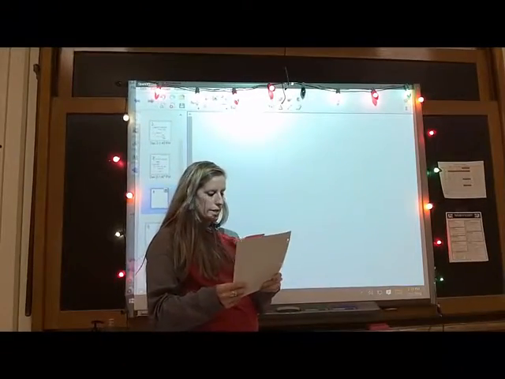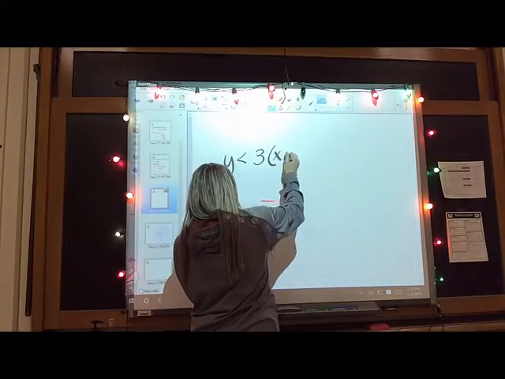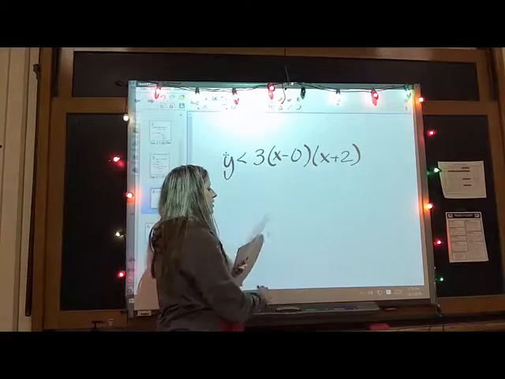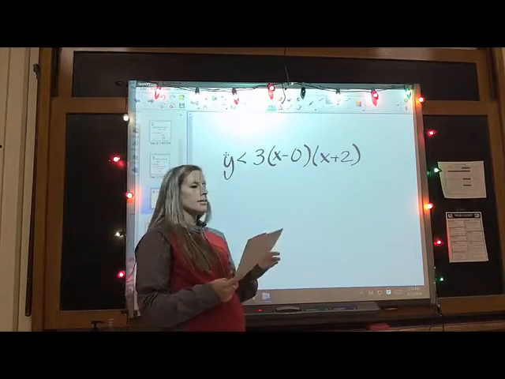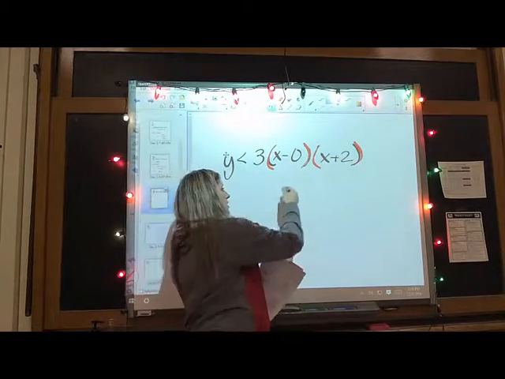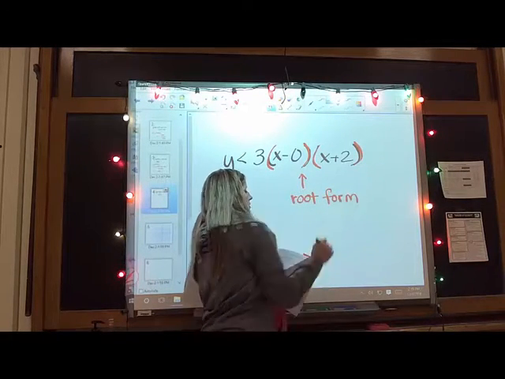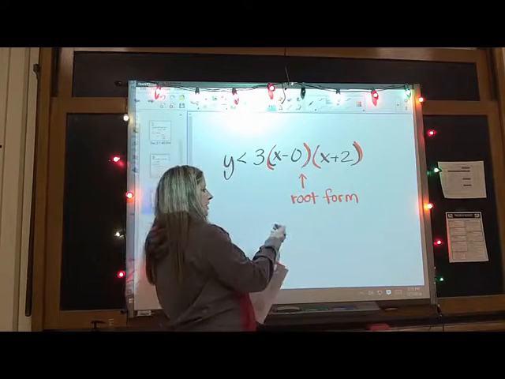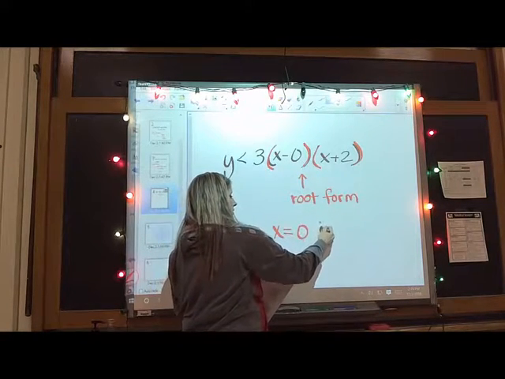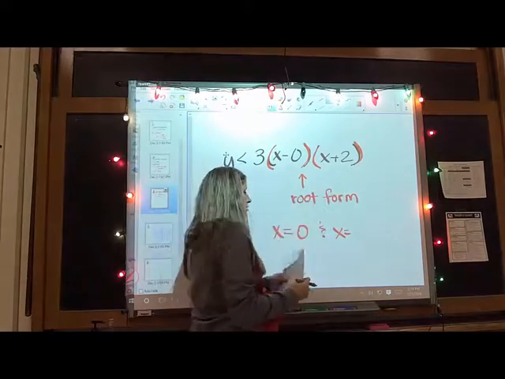So now let's look at number 3. On number 3, we have y is less than 3x(x + 2). Okay, so you're going to ask yourself, what form is this in? Okay, and since we have those 2 sets of parentheses, we don't have a squared at all. This is root form. Okay. So since it's root form, it tells you what your roots are. Your roots for this one would be x equals 0 and x equals -2. Remember, you do the opposite. So it's -2.